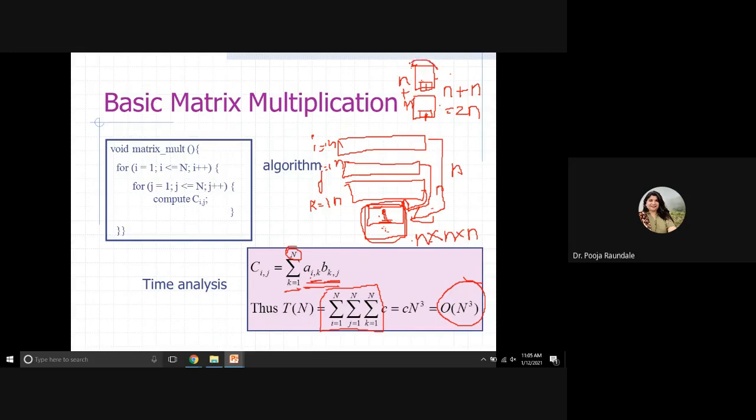One loop runs n times, the other loop runs n times. So in totality, the time analysis of this particular code will be order of 2n. Generally we ignore those constants, and then it becomes order n.